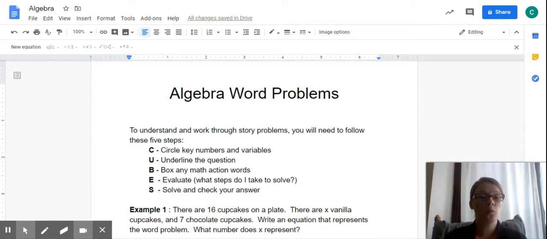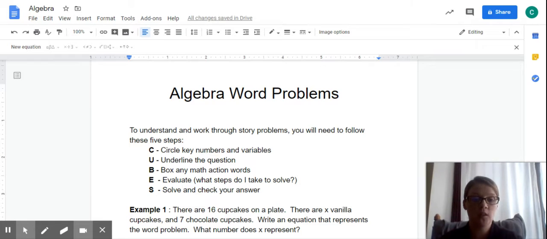So to understand and work through story problems, you'll need to follow these 5 steps. And Mrs. Law actually came up with a nice little way for you to remember. They're called CUBES, C-U-B-E-S. So the first thing you're going to do is circle key numbers and variables. Next, underline the question. Then box any math action words. Evaluate what steps you need to take to solve it. And then solve and check your answer.